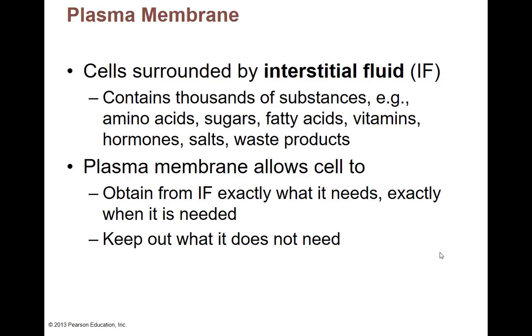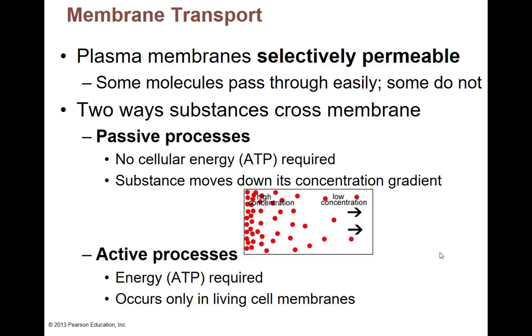And so our plasma membrane allows the cell to obtain from that interstitial fluid what it needs and exactly when it's needed. And then it keeps out everything else. It's a little bouncer. It says exactly who can come in and who can't, and regulates it. Now, since it only allows certain things in and certain things out, we call it selectively permeable because it selects what it allows in.